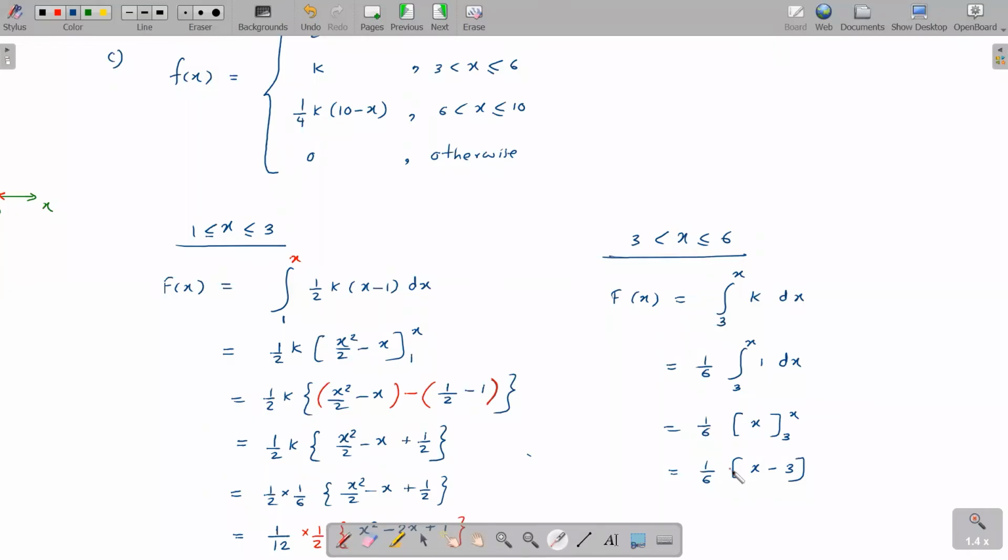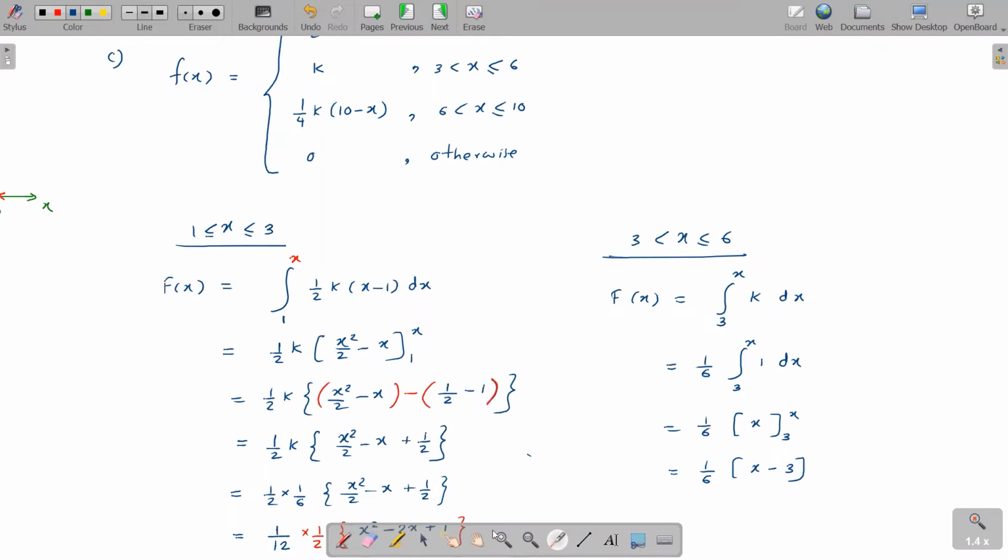Taking a look at this, is this the correct capital Fx for x values between 3 to 6? Now what happens if you give an x value, say I give x value 4 here? If you give x value 4 here, what do we get? When I use x as 4 here, I get the area from where to where? I get the area from 3 to 4.